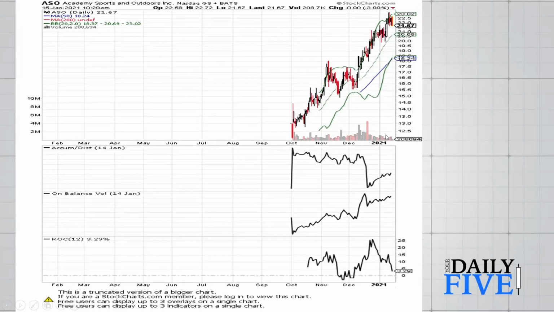Let's look at these outdoor activities. This is Academy Sports and Outdoor. This is an IPO that I've talked about before in October. I own this stock, and I also own American Express. But let's look at this.